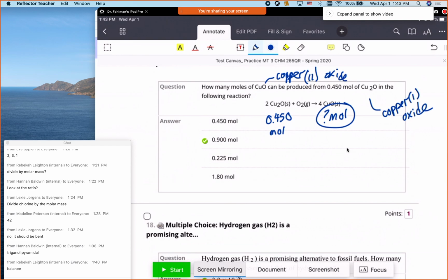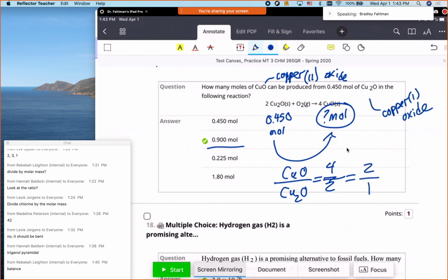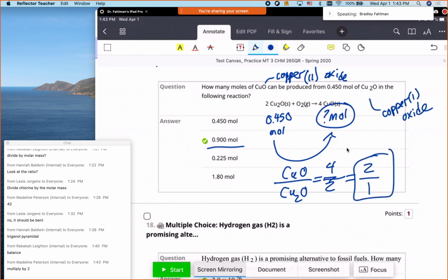So how do you calculate this? You see the answer there. How did you get that? We're going from here to here. And the ratio between copper oxide and Cu2O is 4 to 2, or in other words, a 2 to 1 ratio. So you are just multiplying by 2. So 0.45 times 2 is 0.9.